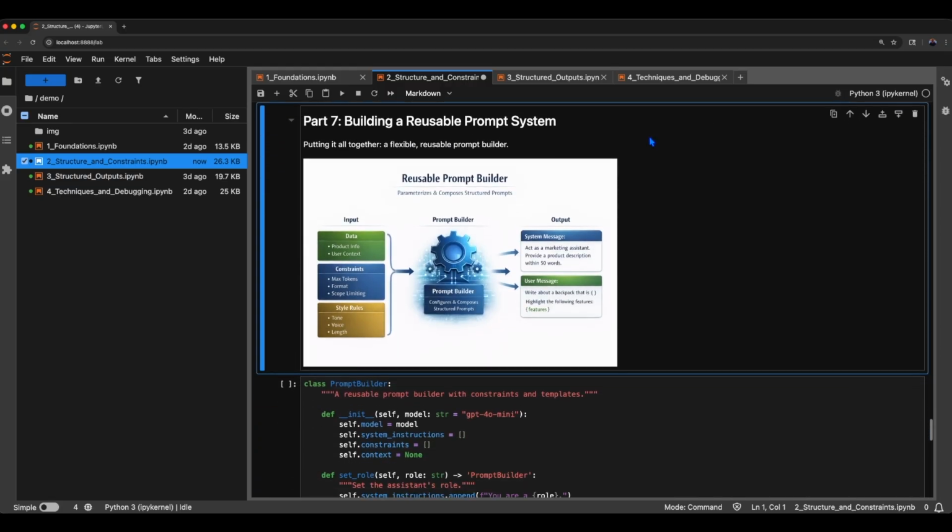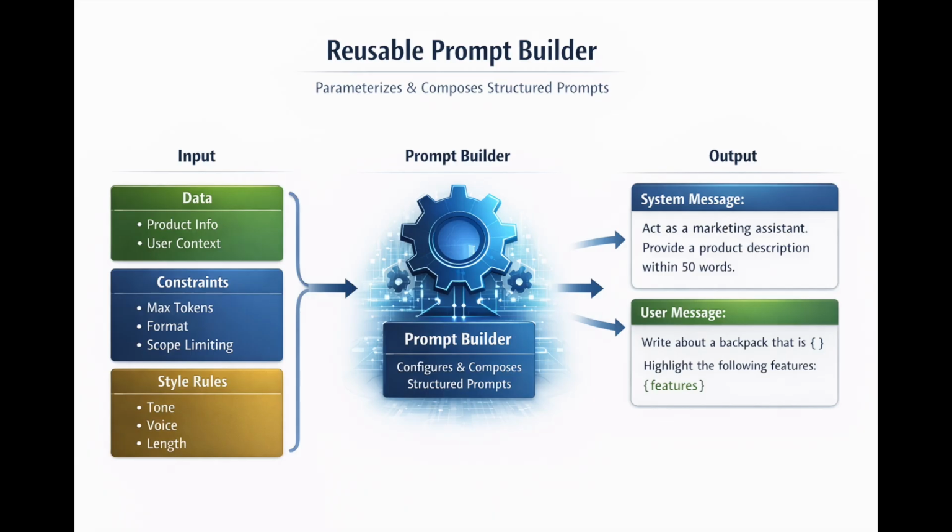Now we'll tie all this together with a small prompt builder. Here, prompts are treated like functions, not strings. We separate data, constraints, and system rules, then compose them into system and user messages in a reusable way.